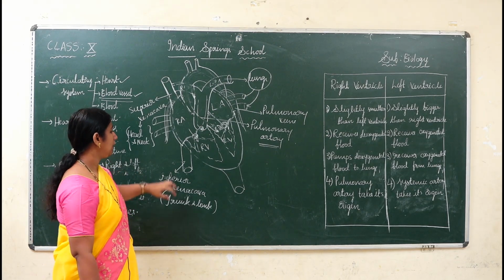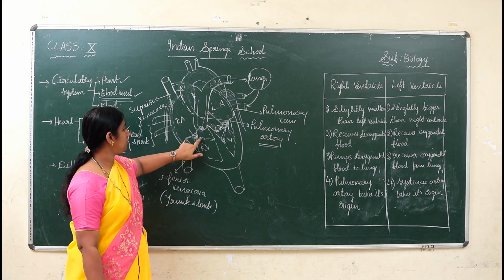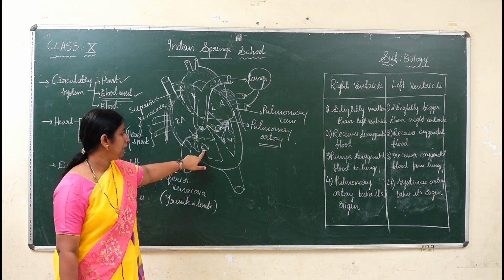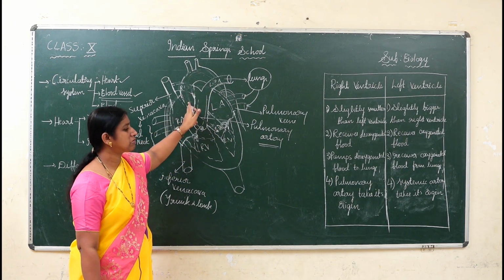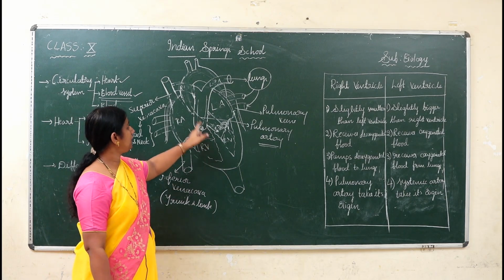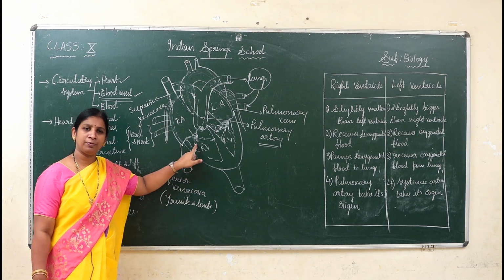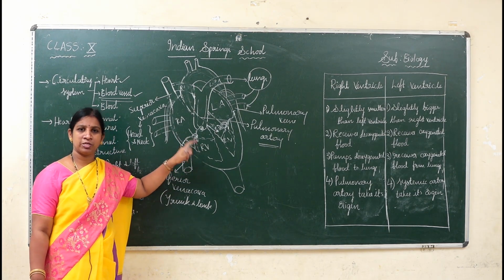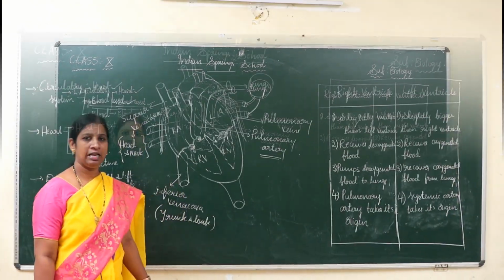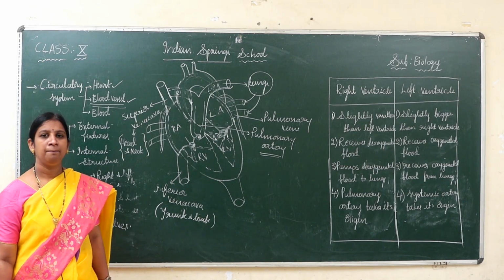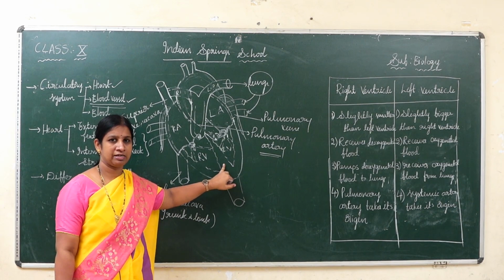Another thing: which artery takes its origin in which ventricle, children? Pulmonary artery takes its origin in the right ventricle, whereas in the left ventricle, which blood vessel takes its origin? Systemic artery. Systemic artery takes its origin in the left ventricle. You can add one more point, as I said: tricuspid valve is present on the right side, whereas bicuspid valve is present on the left side. So these are the main differences between the right ventricle and the left ventricle.